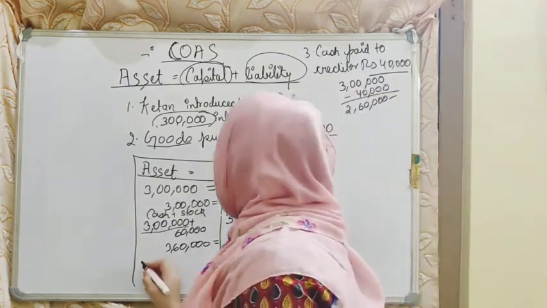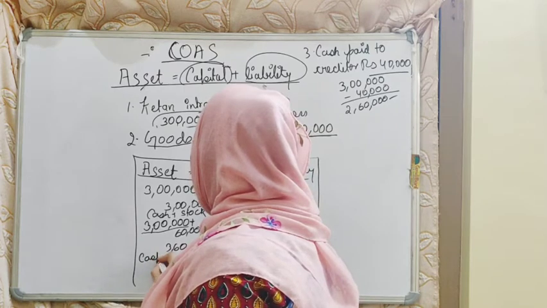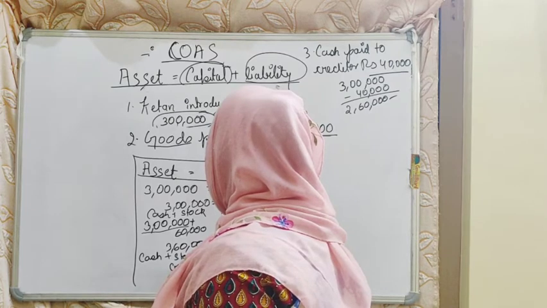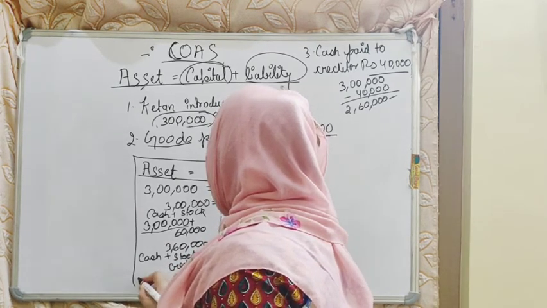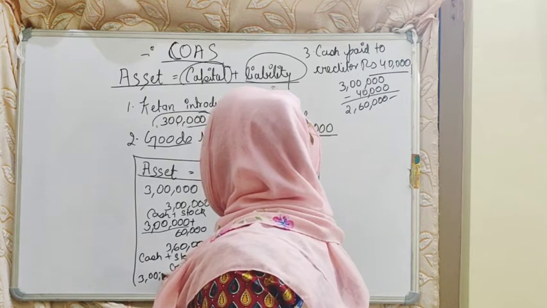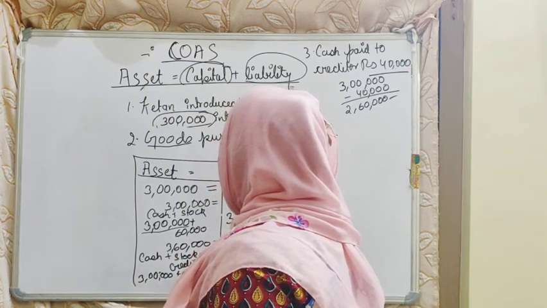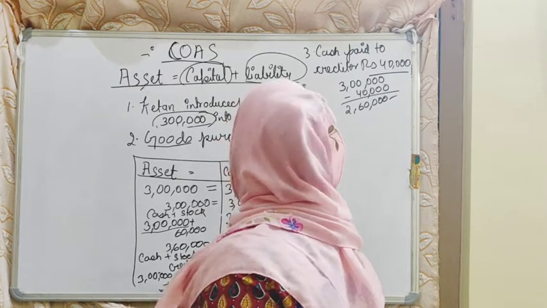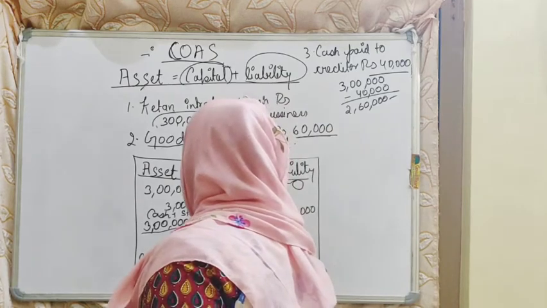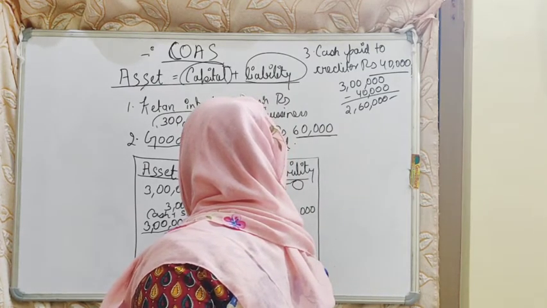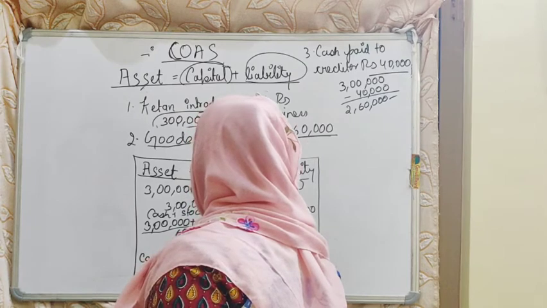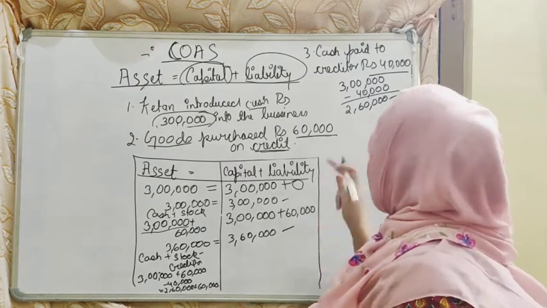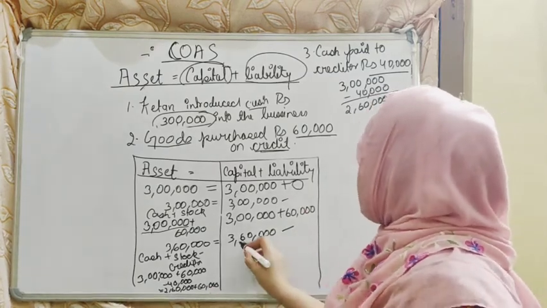So we will write here cash plus stock minus creditor. So 3 lakhs plus 60,000 minus 40,000. That comes to the amount 2,60,000 plus 60,000. This is the final equation, 2,60,000 plus 60,000. And coming to this part, we have 3,60,000.